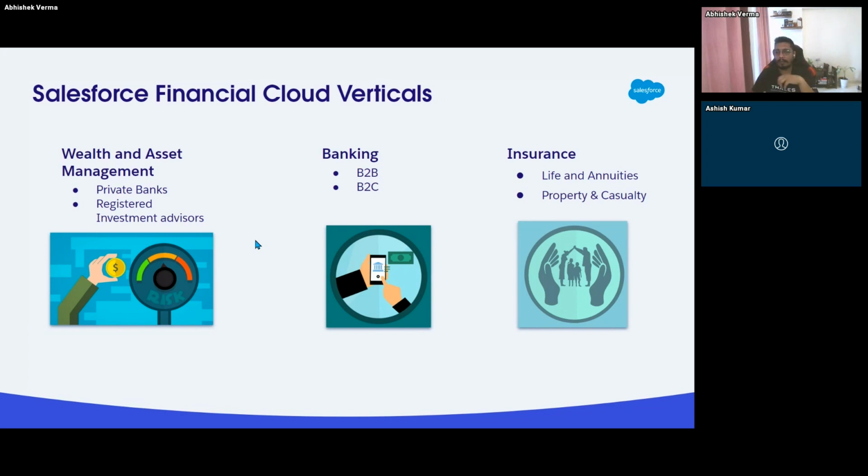So when you install the FSC, by default wealth management and banking come, but if you want to install the insurance domain, you have to install a managed package of the insurance from the FSC. It is not coming by default, you have to install it in your system. So these are the three subverticals of the FSC.